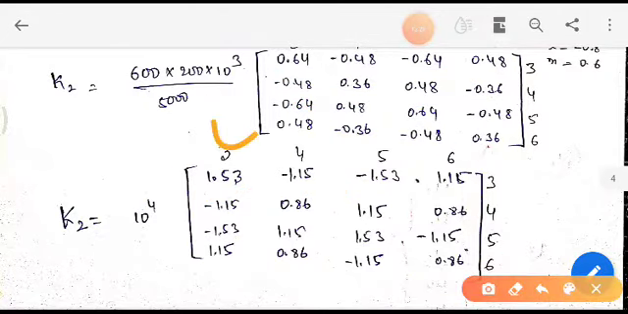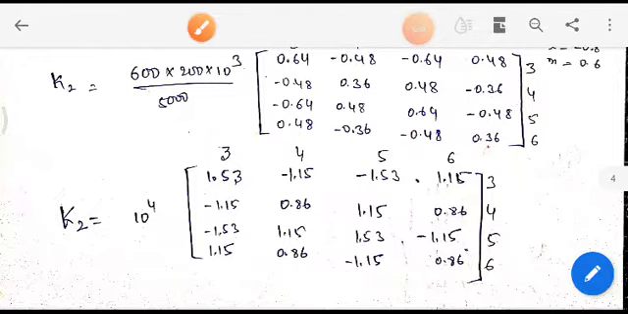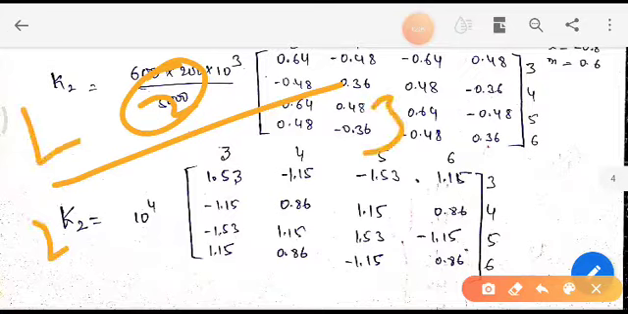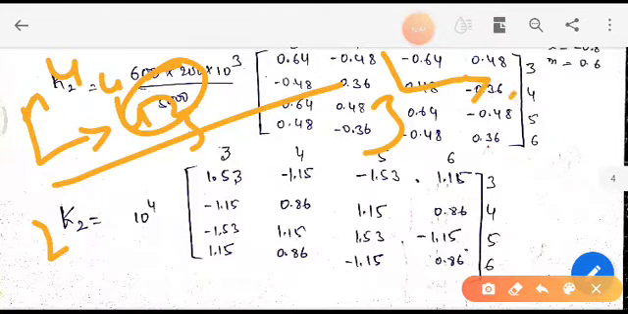Here we have written 3 4 5 6 because the second element is connected between node 2 and 3, and node 2 has displacements u3 u4 and node 3 has u5 u6. So we have written 3 4 5 6.